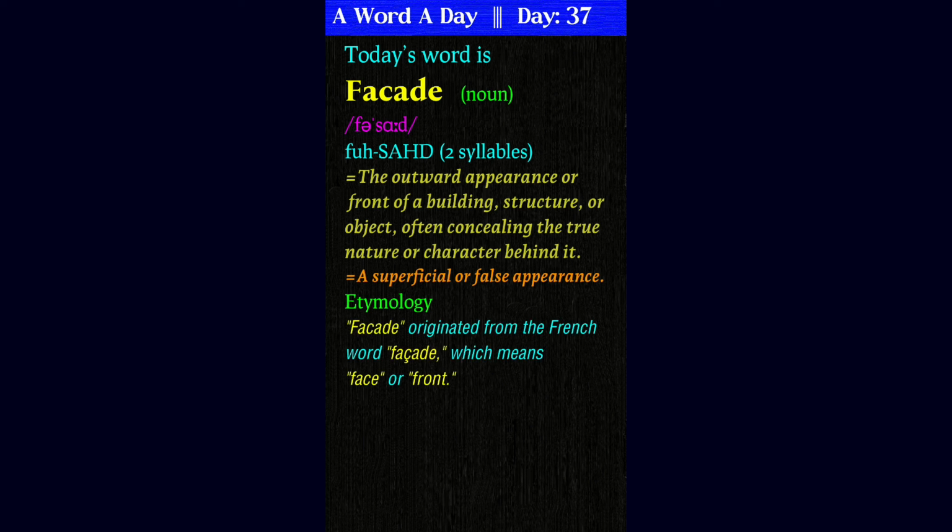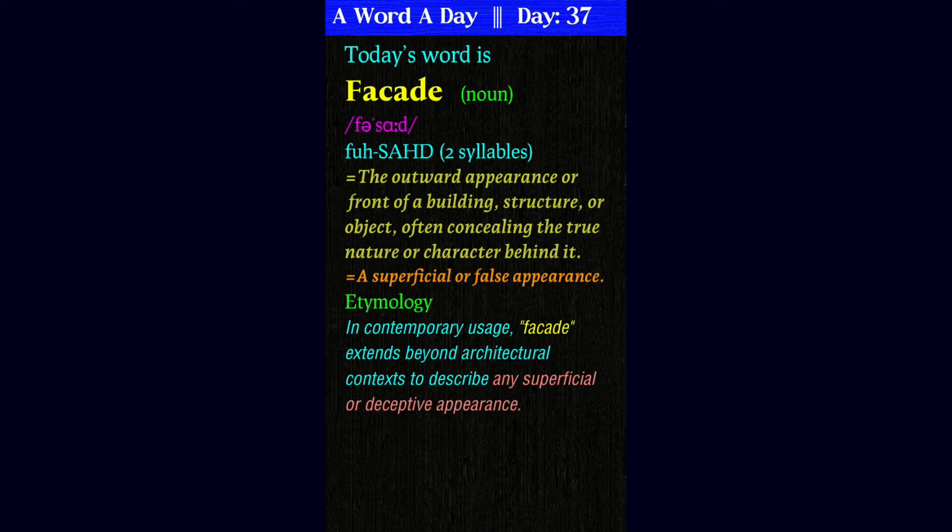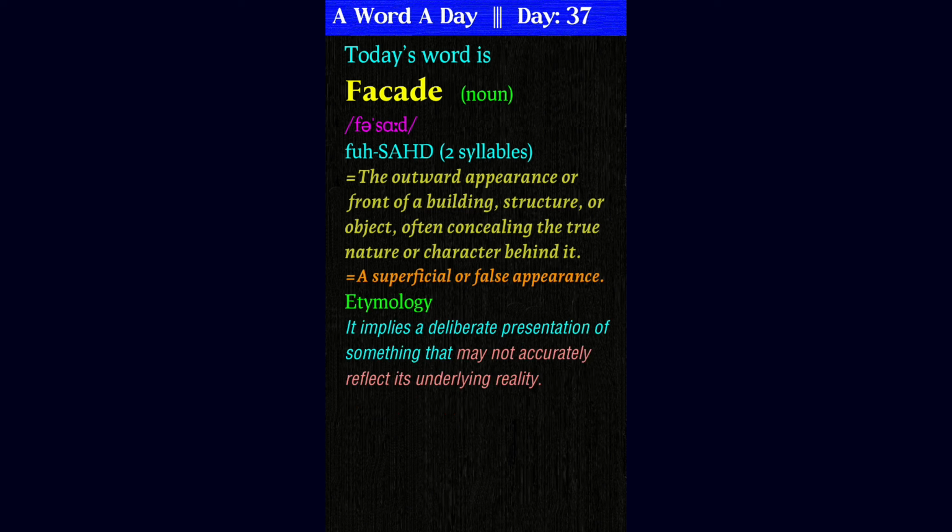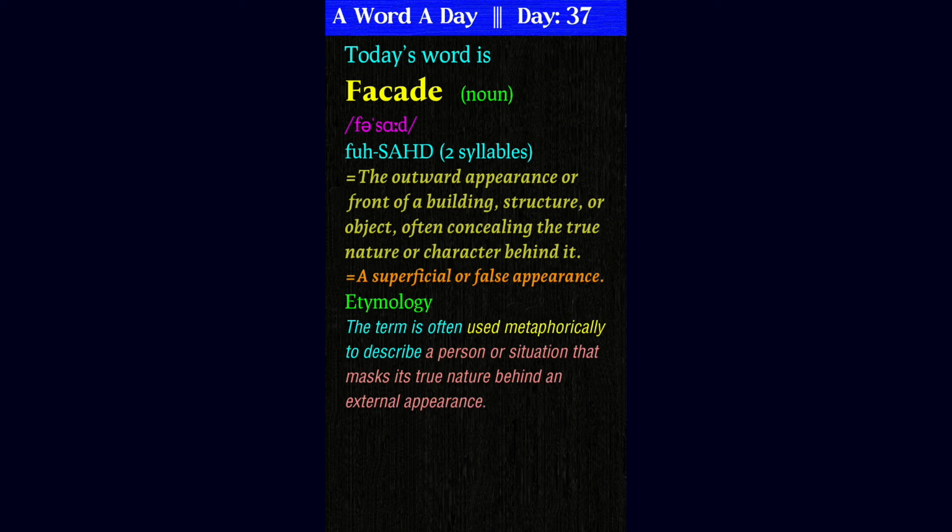Etymology. Facade originated from the French word façade, which means face or front. The term entered the English language in the late 17th century, referring to the front exterior of a building. In contemporary usage, facade extends beyond architectural context to describe any superficial or deceptive appearance. It implies a deliberate presentation of something that may not accurately reflect its underlying reality. The term is often used metaphorically to describe a person or situation that masks its true nature behind an external appearance.